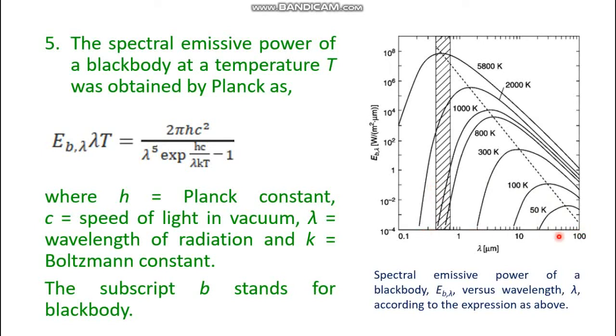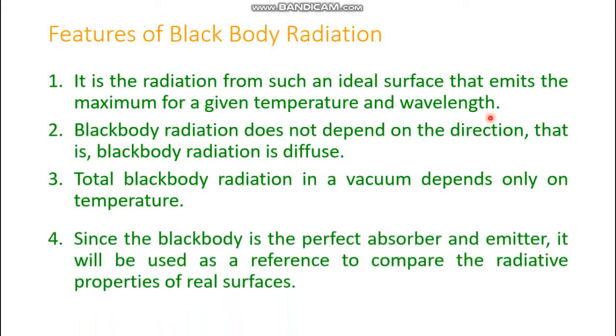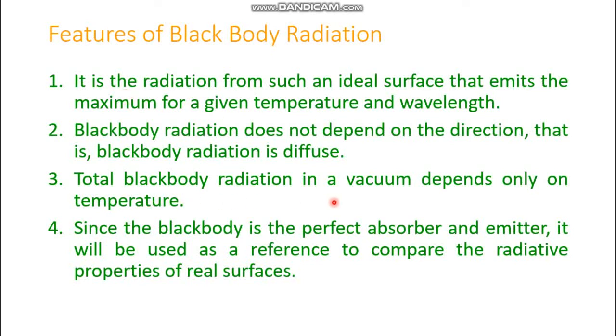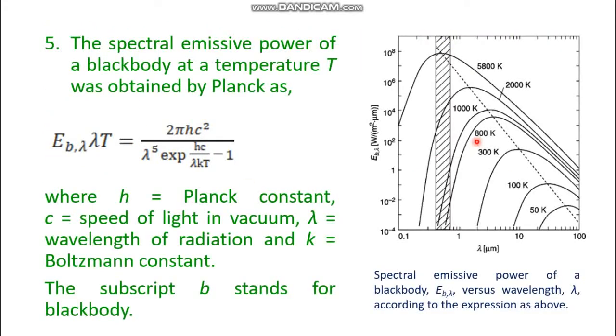Here wavelength is plotted in nanometers, and in the y-axis is the emissive power. And look, with increasing wavelength it increases and then decreases, or similarly with decreasing wavelength it increases and then decreases. So it is going via a maxima, and the maxima shifts when the temperature increases. As in the previous points we have mentioned, the total blackbody radiation in a vacuum depends only on temperature. So this is the spectral presentation, and that's all about blackbody radiation.